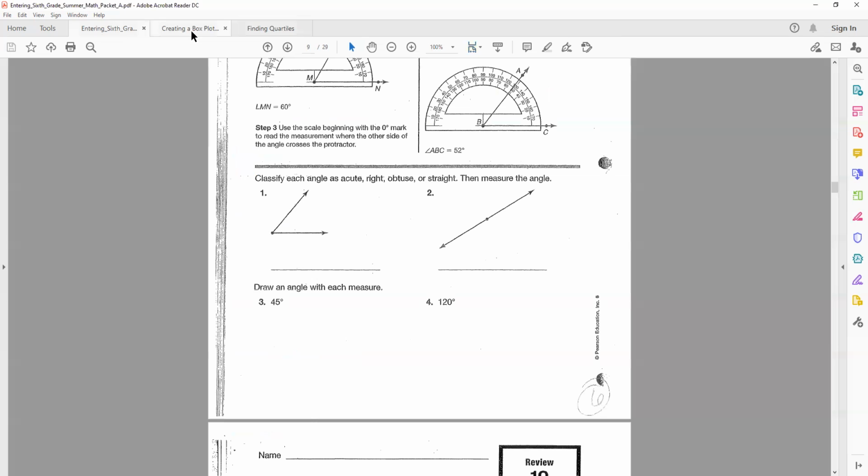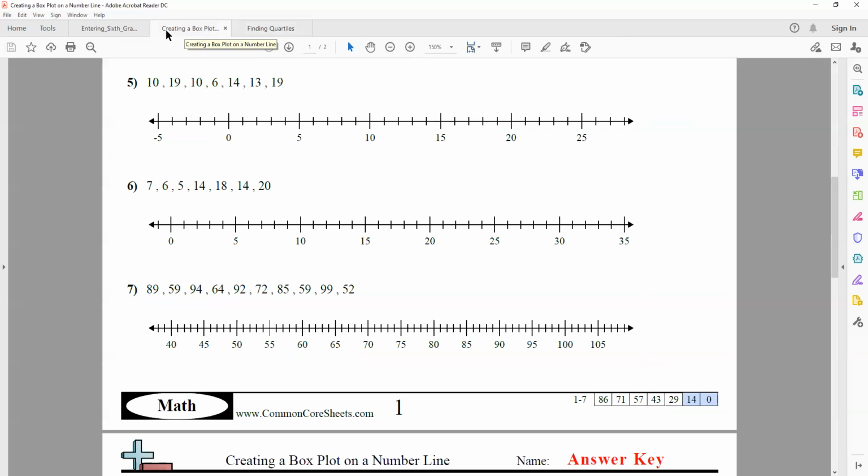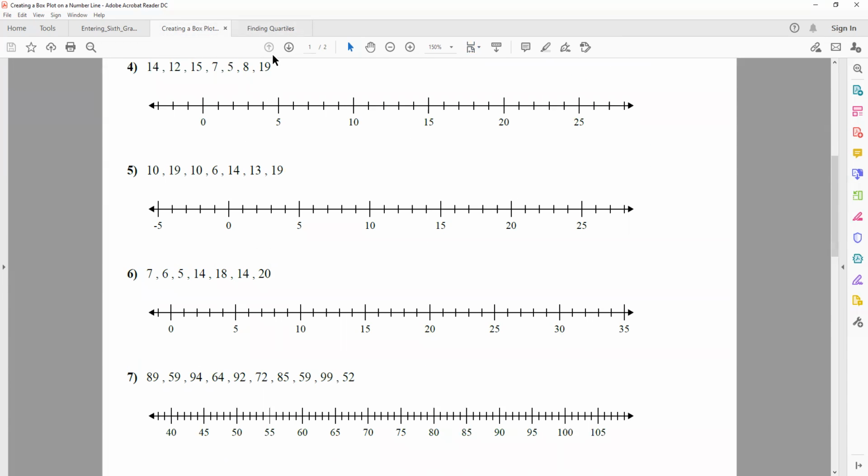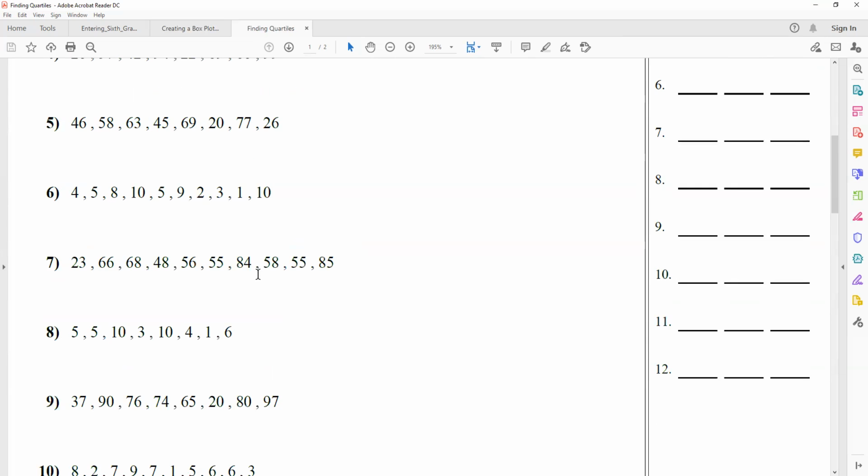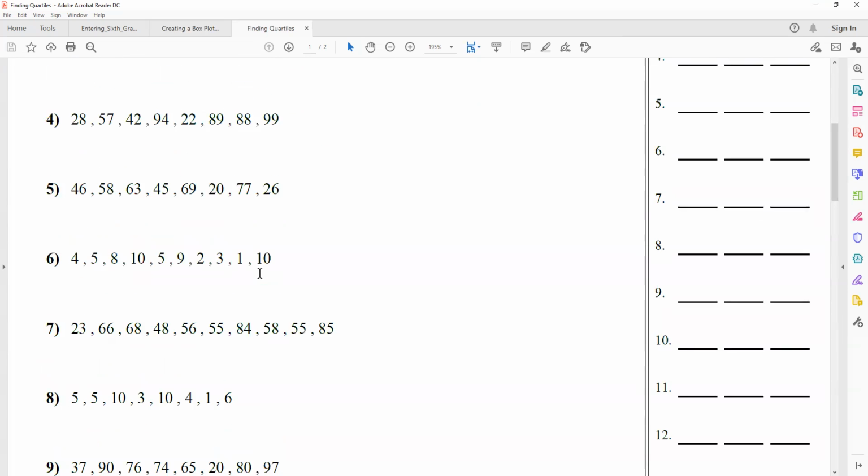So homework, this one, just finish 5, 6, and 7. And I got another sheet just like this. It'll be 7, 10, and then whatever you got here. 12. So maybe 20 questions, okay?